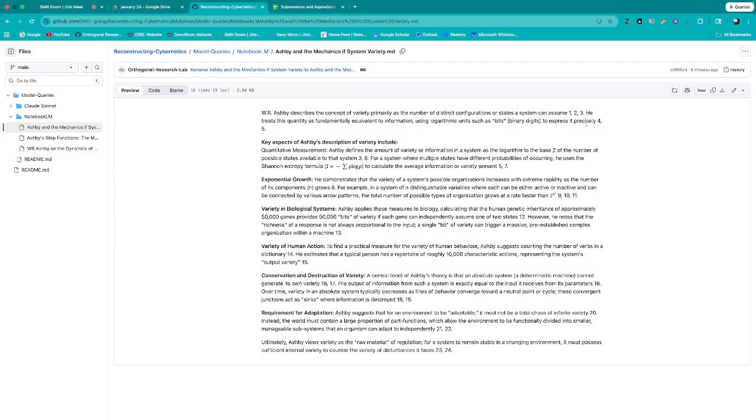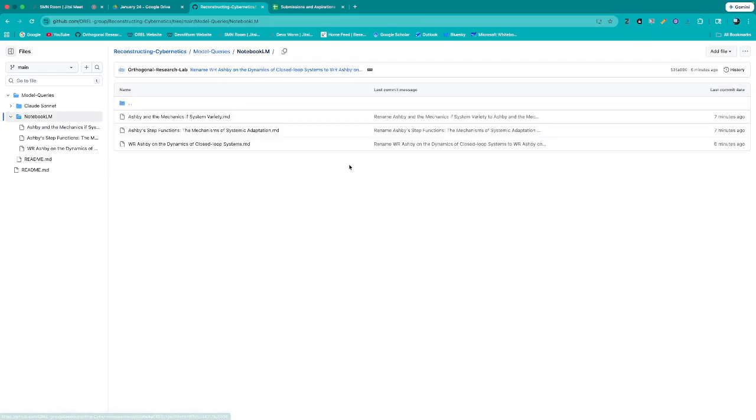Then there's the requirement for adaptation. Ashby suggests that for an environment to be adaptable, it must not be total chaos of infinite variety. Instead, the world must contain a large proportion of part functions, which allow the environment to be functionally divided into smaller, manageable subsystems that an organism can adapt to independently. Then ultimately, Ashby views variety as the raw material of regulation. For a system to remain stable in a changing environment, it must possess sufficient internal variety to counter the variety of disturbances it faces. So that is on systems variety.